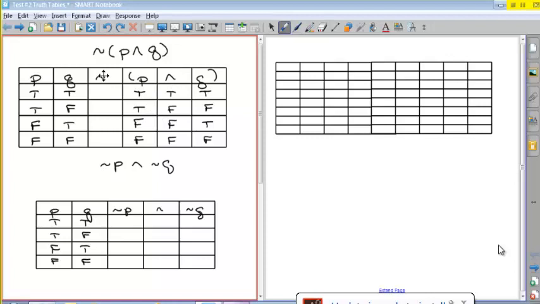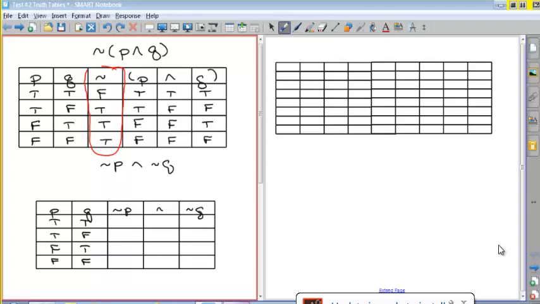Now, to get this column, we're taking the negation of the result of this. The result of this operation is this column. So what happens is this true becomes a false, and this false becomes true, this false becomes true, this false becomes true. So that's my answer. That's the result, this column. It's the truth values for the negation of what's inside here.